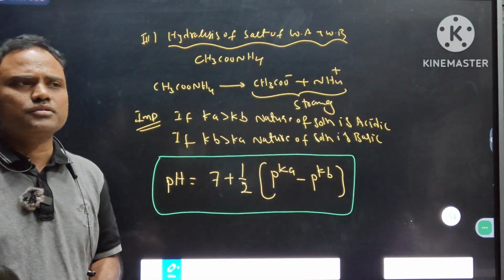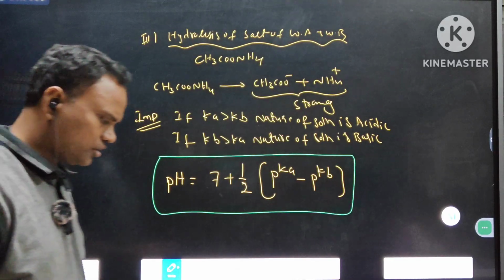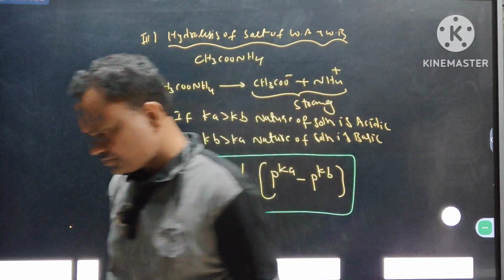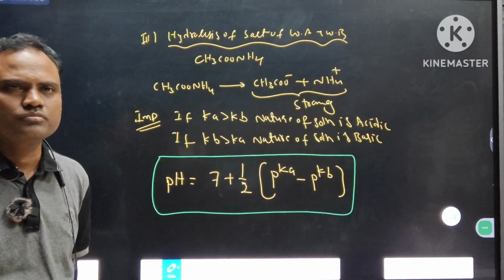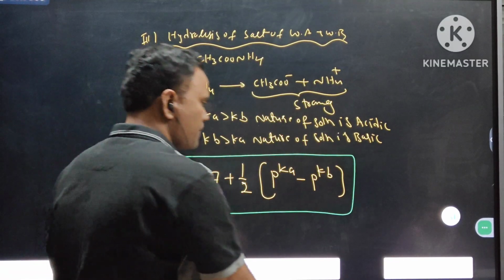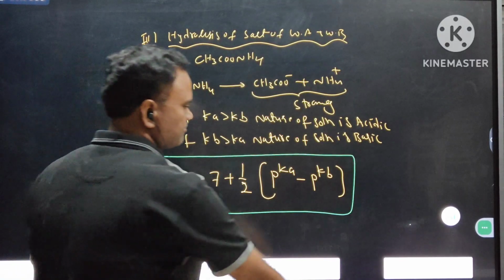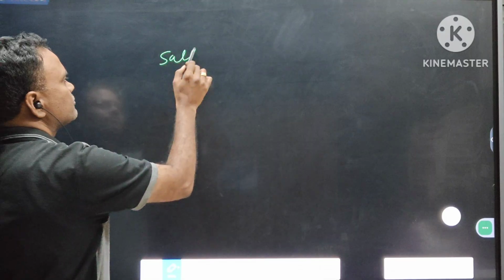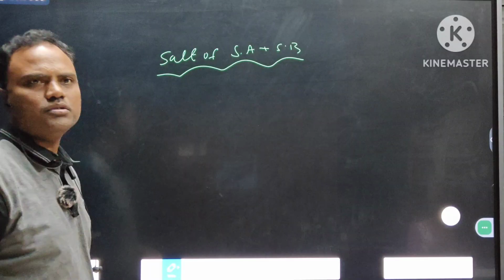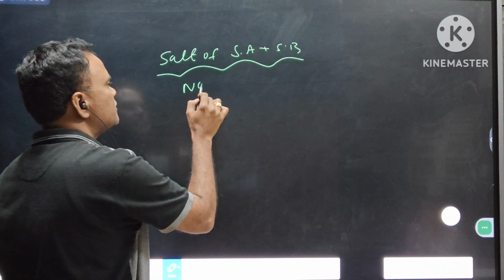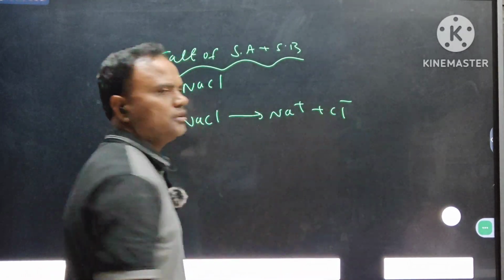What is the last category? Salt of strong acid and strong base. Keep the heading: salt of strong acid and strong base. Both are strong. Example, NaCl. NaCl dissociates into Na plus and Cl minus.